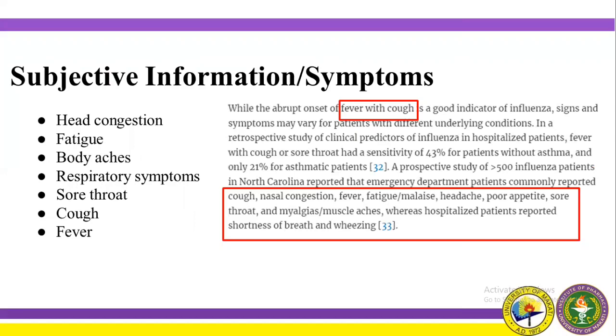For the subjective information or symptoms, our patient experiences head congestion, fatigue, body aches, respiratory symptoms, sore throat, cough, and fever. And according to the clinical guidelines that we've found, entitled Clinical Practice Guidelines by the Infectious Diseases Society of America 2018 update on diagnosis, treatment, chemoprophylaxis, and institutional outbreak management of seasonal influenza, these symptoms are a good indicator of the presence of influenza.